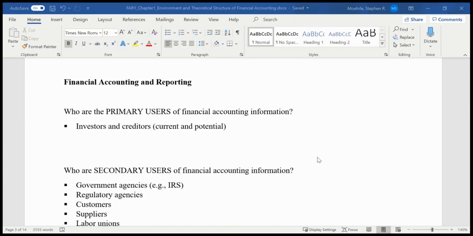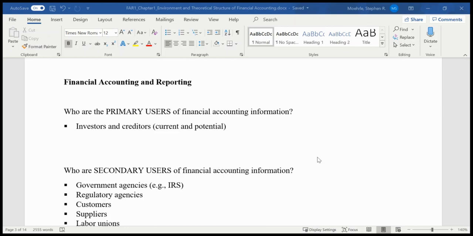Welcome to a continuation of our discussion of the environment and the theoretical structure of financial accounting. In this video, we're going to take a closer look at financial accounting and reporting. Who are the primary users of financial accounting information? These are the investors and creditors, both current and potential investors and creditors.